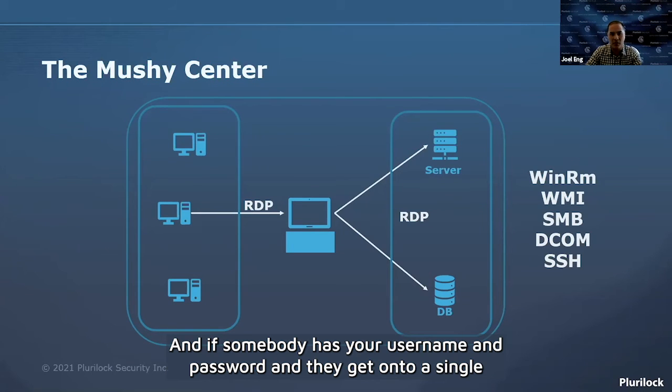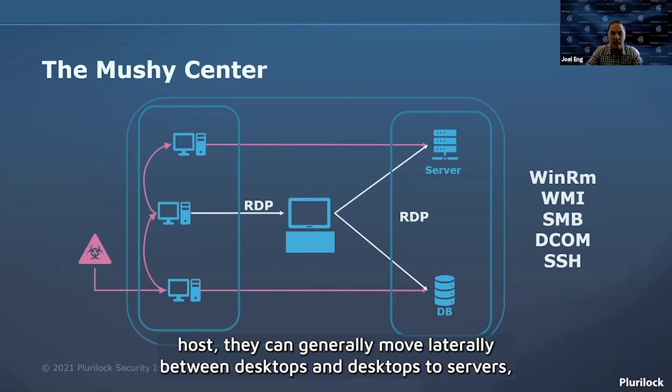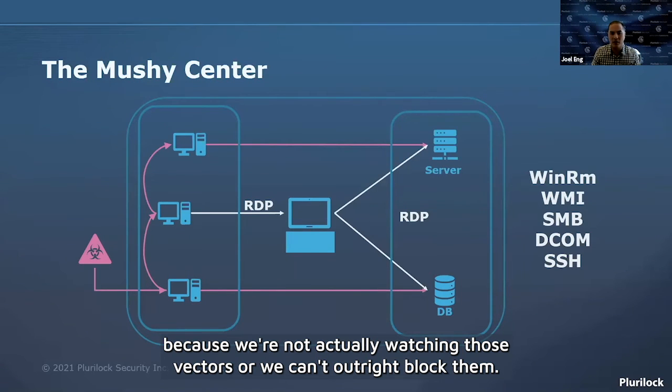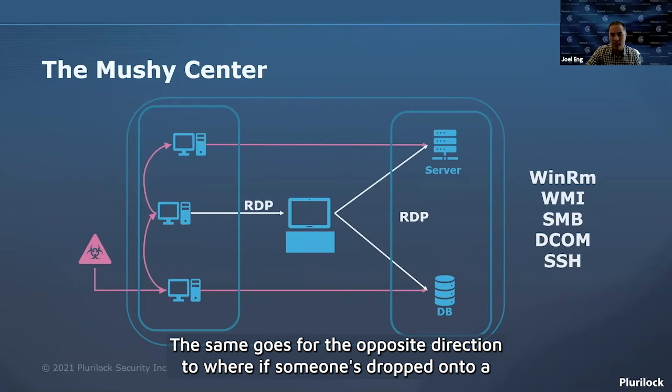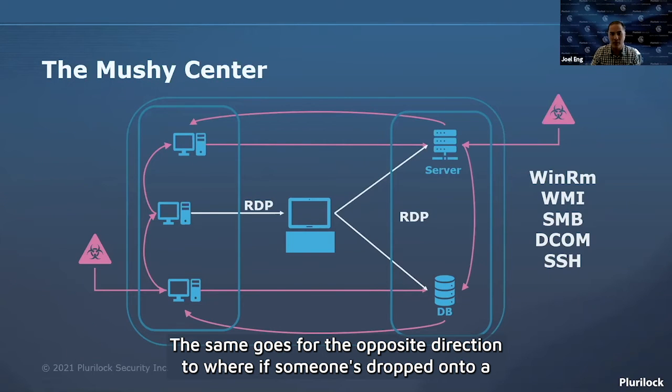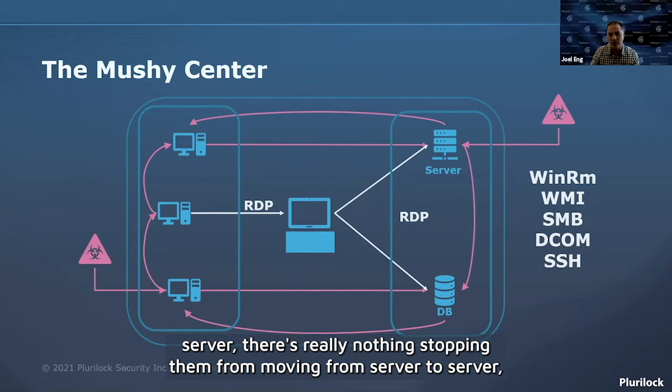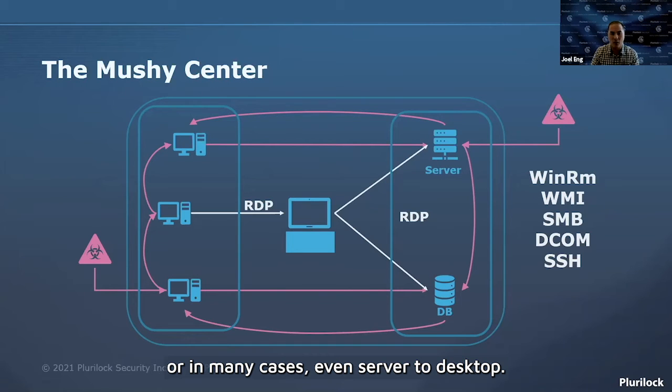And if somebody has your username and password and they get onto a single host, they can generally move laterally between desktops and from desktops to servers, because we're not actually watching those vectors, or we can't outright block them. The same goes for the opposite direction too, where if someone's dropped onto a server, there's really nothing stopping them from moving from server to server, or in many cases, even server to desktop.